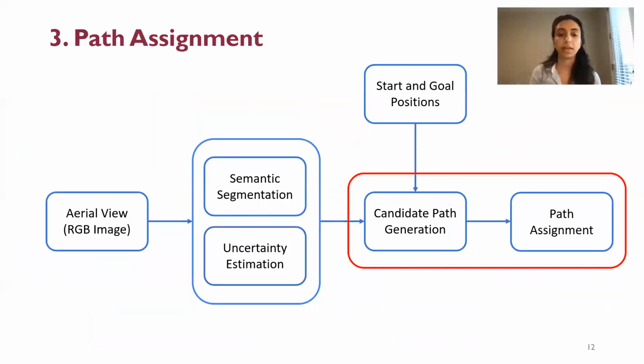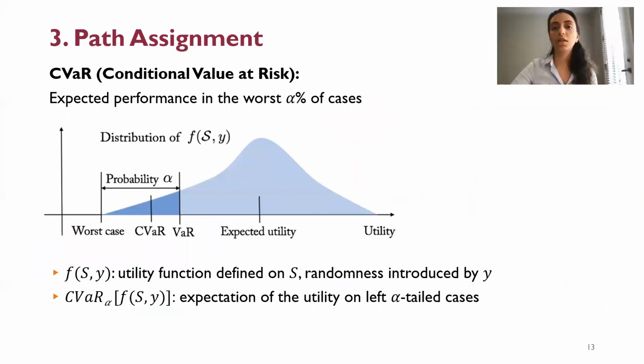The third and final part of our proposed framework is the path assignment. This chooses a single path for each start and each goal position from the pool of candidate paths that we generated from the path planner. To ensure that the path assignment is risk aware, we use the CVaR risk measure. This refers to the conditional value at risk, and it's been adopted from stock portfolio optimization. CVaR calculates the expectation on risk aversion defined by the parameter alpha. Maximizing CVaR provides the path assignment.